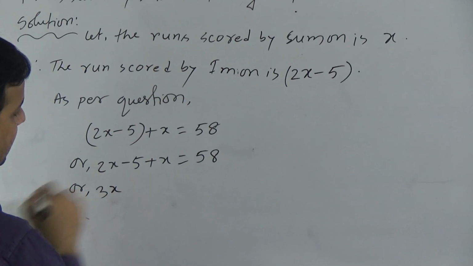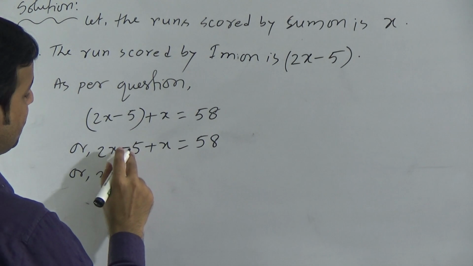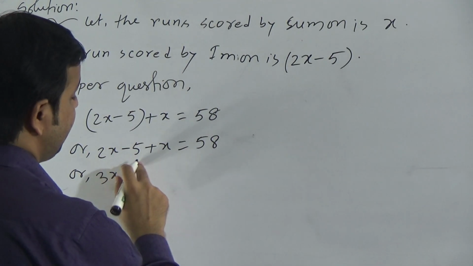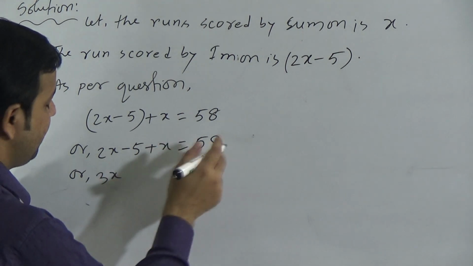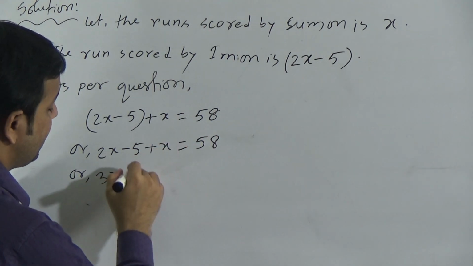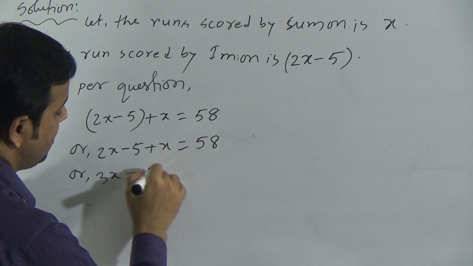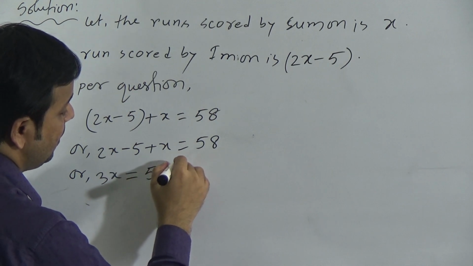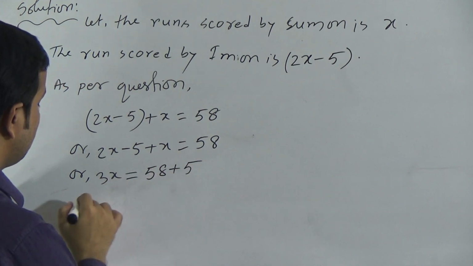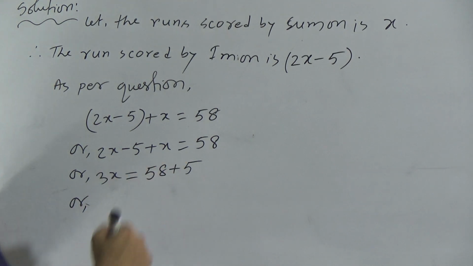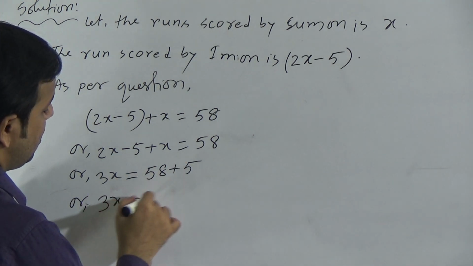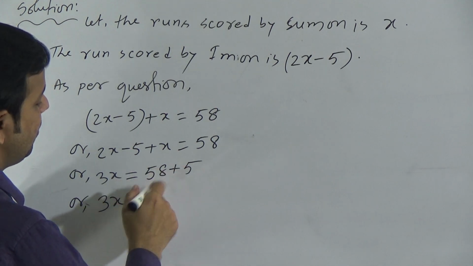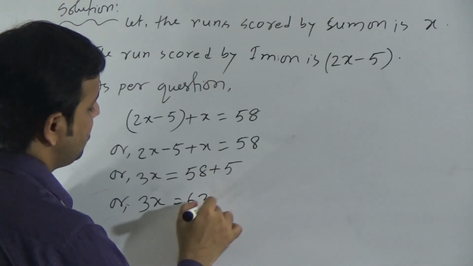will be 3x. Now we have to remove this 5 from the left side. To remove this minus 5 from the left side, we have to add 5 to both sides. Add 5 to both sides, it will be 3x equals 58 plus 5. This rule is known as transposition. Okay dear students, now see 58 plus 5 is 63.